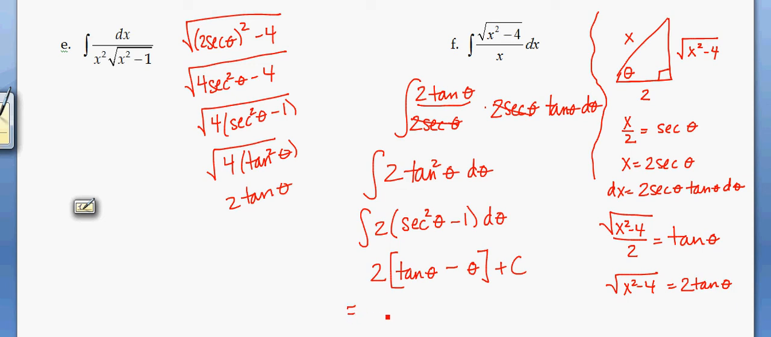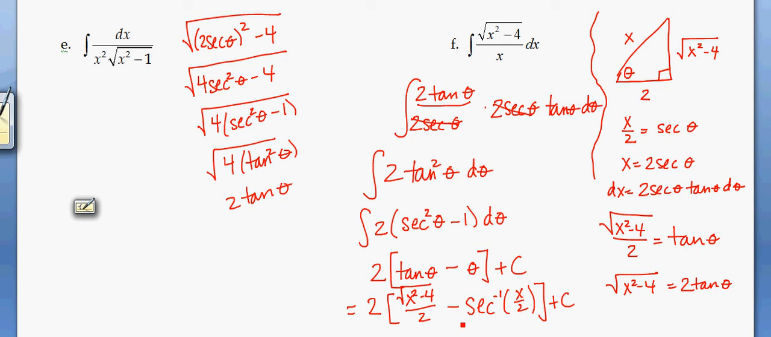Okay, so last but not least, we rewrite in terms of x. Tangent of theta is this thing right here, right? So that's the square root of x squared minus 4 over 2, minus theta is inverse secant of x over 2. By the way, if you said theta was something like inverse tangent of this expression, that also would be true, right? So the point is you really can write 6 different expressions that represent theta, one for each of the 6 trig ratios, and they all would be true as long as you use the appropriate side.